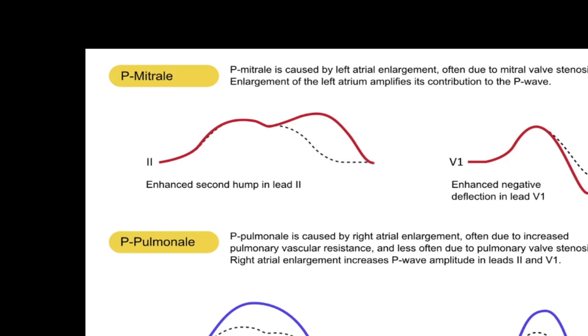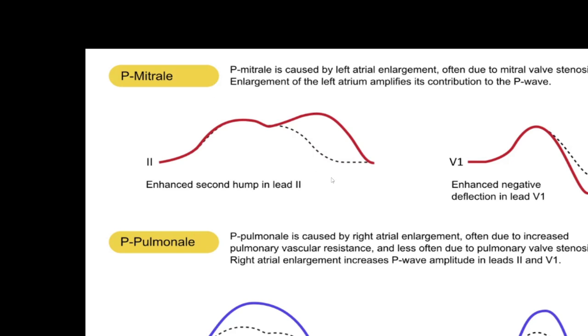Now I'll try to show you an example of each of these. A wider P wave or P wave abnormality could be either P mitrale or P pulmonale. These are the two categories. P mitrale is caused by left atrial enlargement, and often due to mitral valve stenosis. The underlying pathology could be valve stenosis which has resulted in the cardiac failure. Typically the P wave may present with a hump-like appearance, and usually the second hump could be either highly positive or negative, and that's considered P mitrale. Whereas P pulmonale is caused by right atrial enlargement.